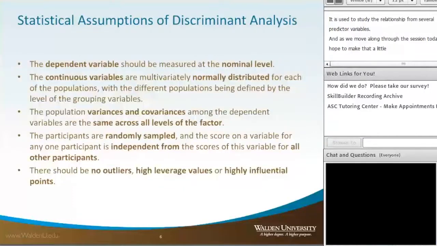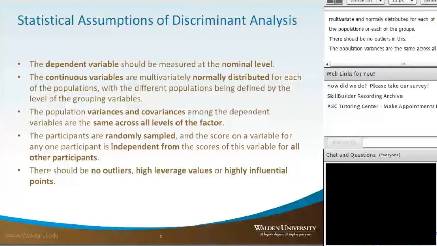When we consider the statistical assumptions of discriminant analysis, the dependent variable should be measured at the nominal level, right? It should be categorical. The continuous variables, so the independent variables or the predictors, all have to be multivariate normally distributed for each of the populations or each of the groups. There should be no outliers in this.